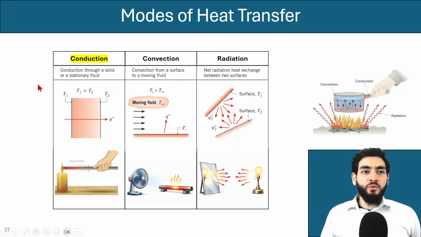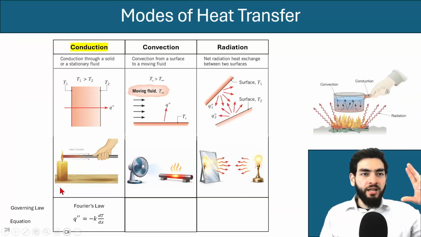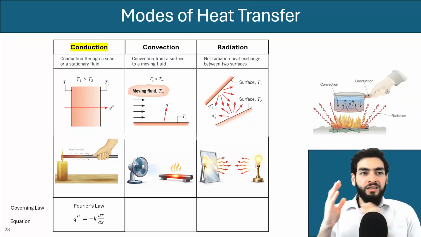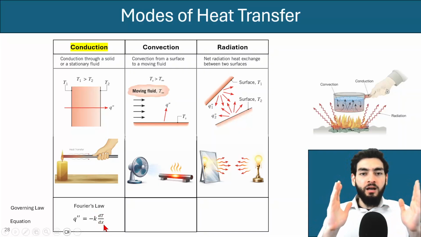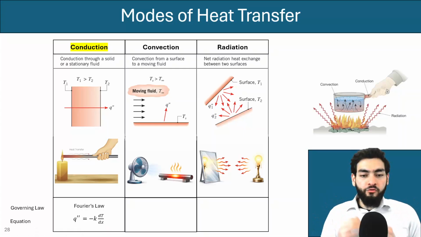Okay, so now that we've looked at conduction briefly, we're going to look at convection and radiation. I like having this table that summarizes the governing law, the equation, and the different modes of heat transfer. Again, we said that the governing law for conduction is Fourier's law, and the equation is heat flux is equal to -1 multiplied by the thermal conductivity multiplied by the temperature gradient of that stationary fluid or of that solid.